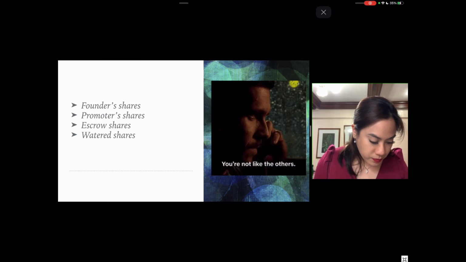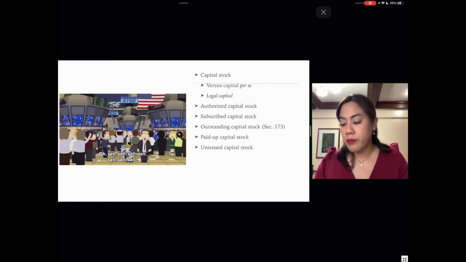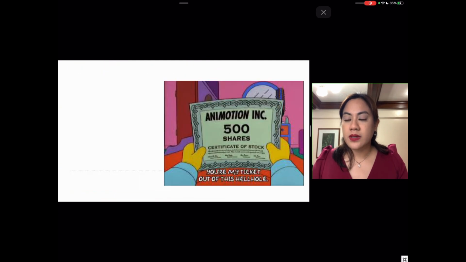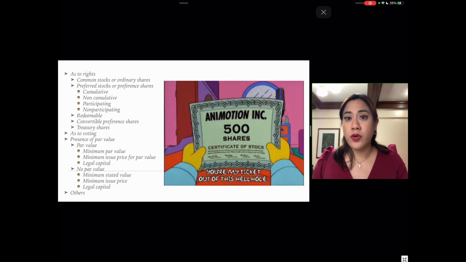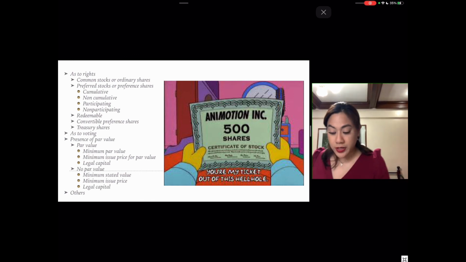Now, before I move on to the others, I just want to dwell a little bit on par value. So please forgive me. I keep on going back and forth, no? But I just don't want to miss this part. And forgive me because it's just a few hours before Simbang Gabi for me. So my brains are scattered. Okay.